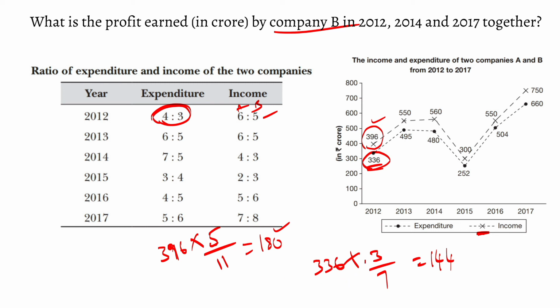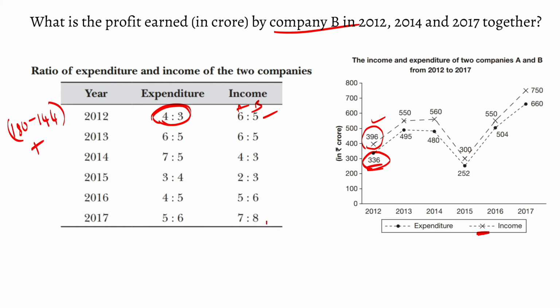So in this way we must calculate for 2017 and 2014 as well, and we have to combine all the values so that we will get the profit earned in crores. So let me write 180 minus 144 here. 180 minus 144.